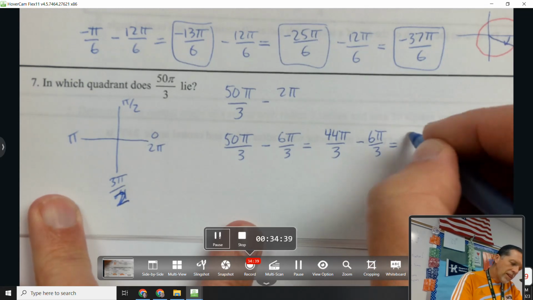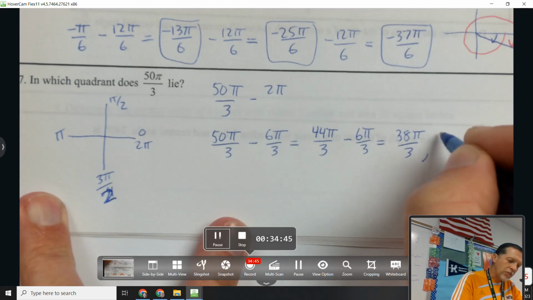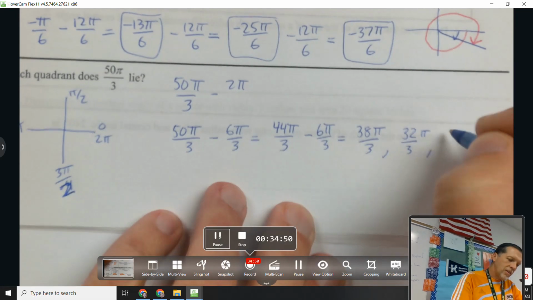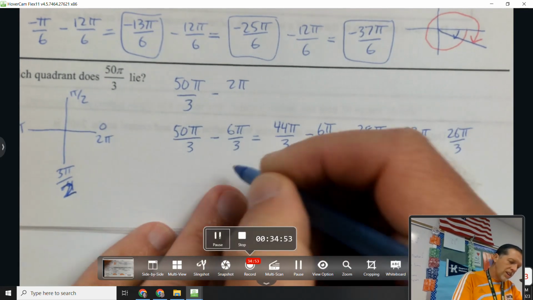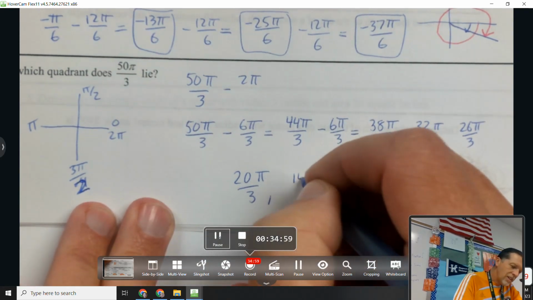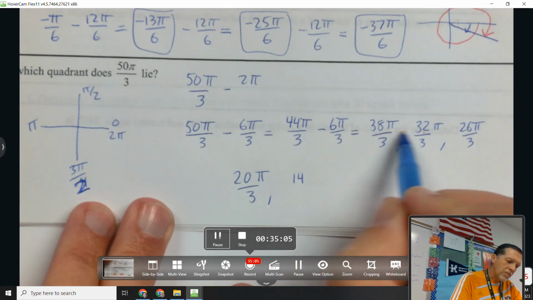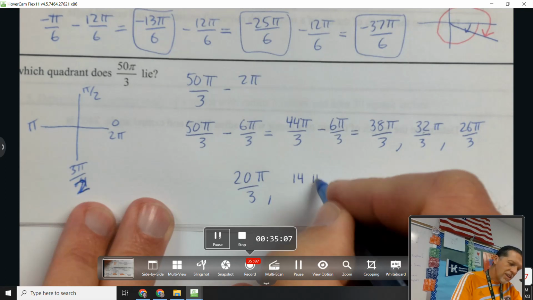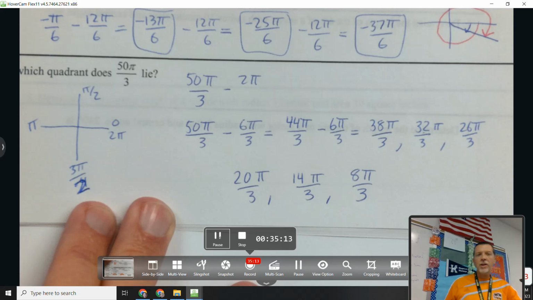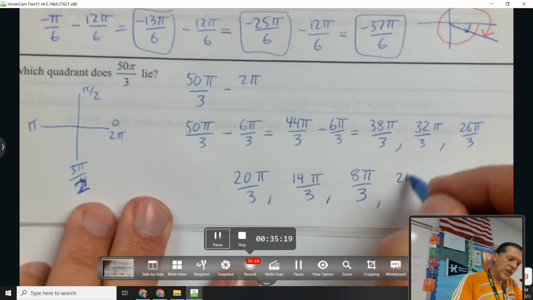So 38 pi over 3, no. And at some point you don't have to write them out, you just start subtracting 6. 32 over 3, 26 over 3. All of these are coterminal angles, but I'm getting it down to something reasonable. Did I mess something up? 38, 32, because I'm subtracting 6 each time. 14 over 3. 8 over 3. Maybe some of you would stop there and be like, I can figure out where 8 over 3 is. 2 pi over 3. And if you do stop there, probably the only reason you stop there is because in your brain you think that it's 2 pi over 3.